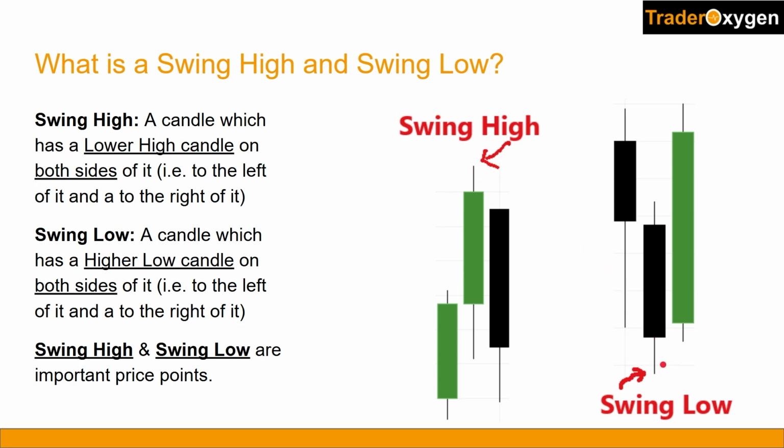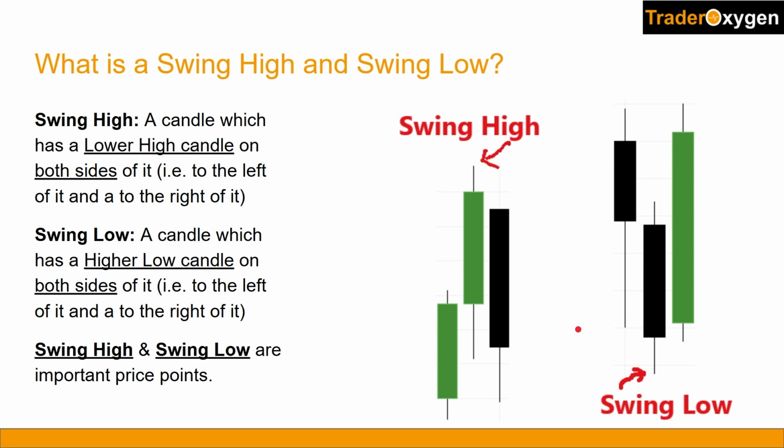What is a swing low candle? A candle which has higher low candles on both sides of it. So again I'm talking about the price. So this candle's low is higher than this candle's low. This candle's low is higher than the price of this candle's low. So that is a swing low candle.